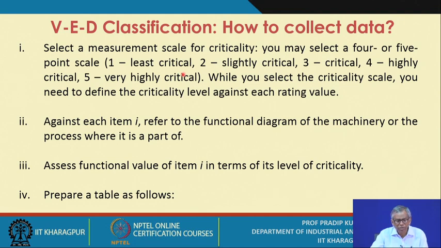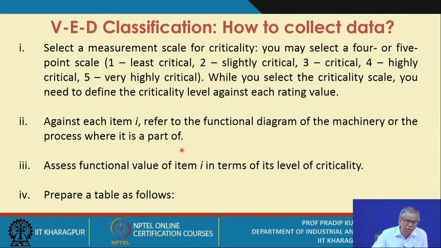So that's why you need to write down the definitions in such a way that this is clearly understood by the people down the line for easy adoption of the classification scheme. Against each item I, like in the previous cases we have mentioned, each item is referred to the functional diagram of the machinery. Now this is very important, or the process where it is a part of. Is it okay? So that means you refer to the functional diagram.